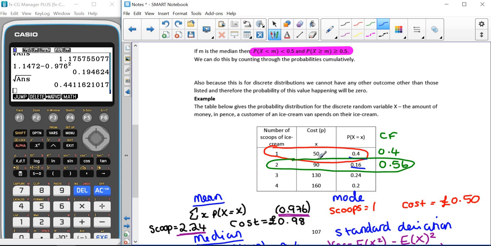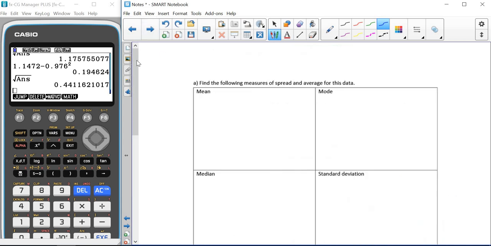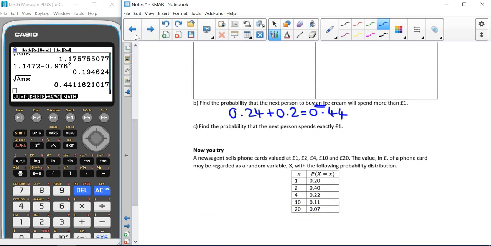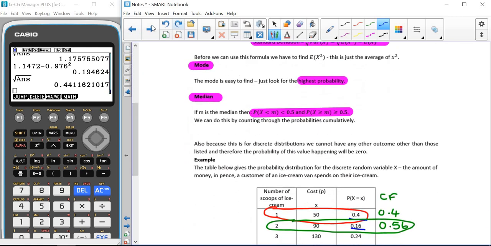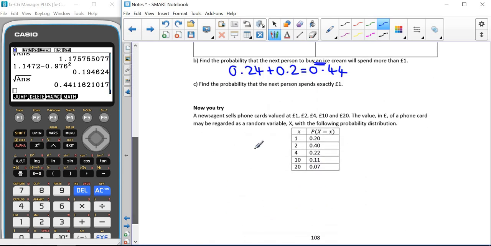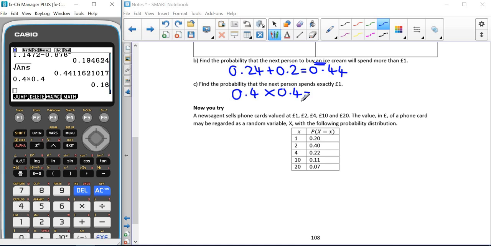So the only way that somebody can spend £1 is by buying 2 ice creams for 1 scoop each. So we're wanting them to spend 50p and another 50p, which is 0.4 as our probability. So for this one, we have 0.4 times 0.4, which gives us 0.16.